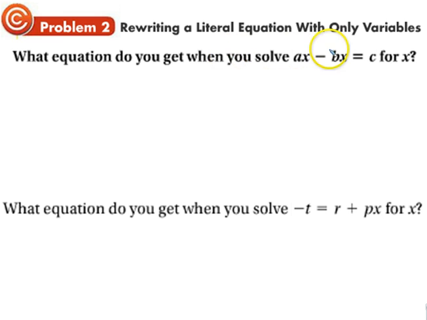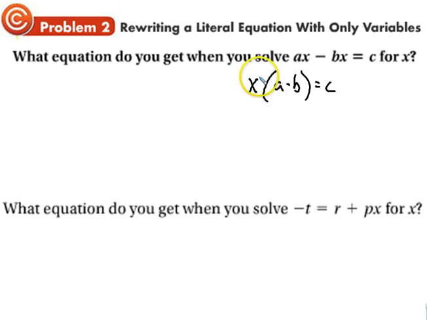Okay, this one only has variables. See how there's no numbers? So we're just going to do the same thing. We want to solve it for x. First off, notice that we have 2 x's. So what we can do is use the distributive property backwards. I'm going to put an x, and I'm going to do a minus b.